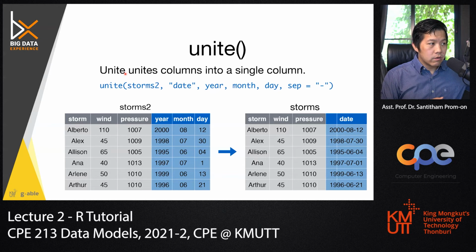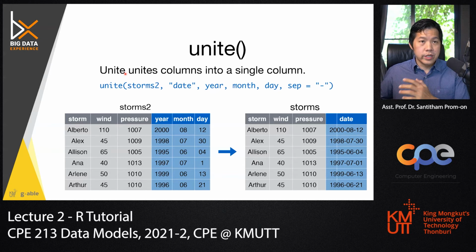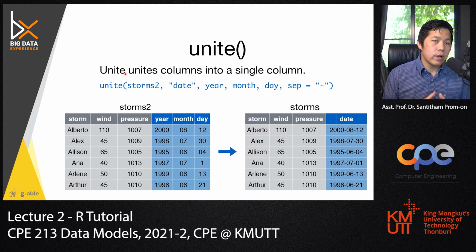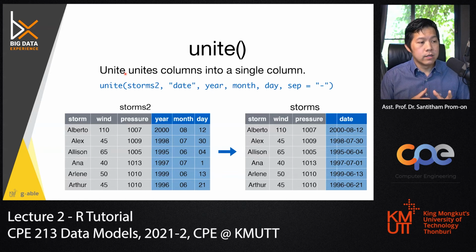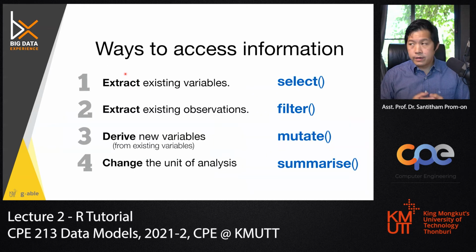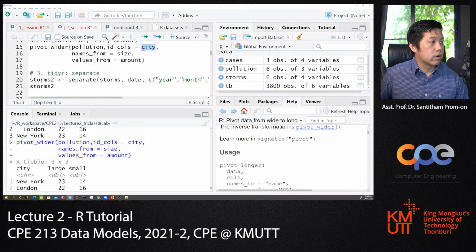Now, the good thing about this is that you can combine them into a workflow, right? So that it will just work from the source and then go through to the end. Right? But we will look at each of the functionality of the components first. Okay. Next, we will look at different ways that you can extract variables, extract observations, create new variables, and change the unit of analysis, like summarize and group by. All right. I'm going to just follow through with the tutorial that I have here.